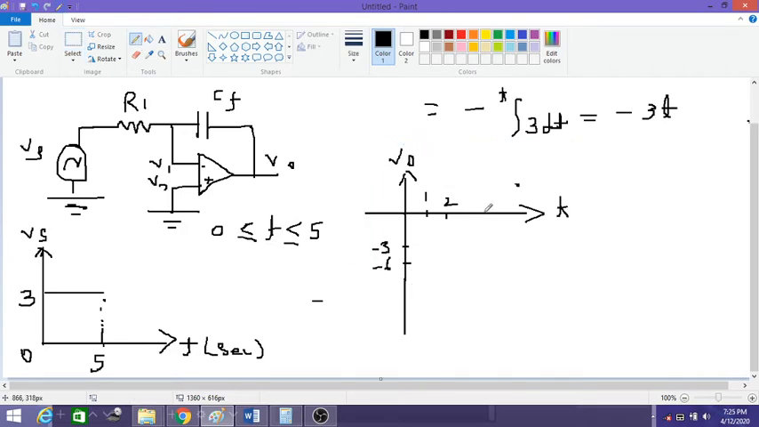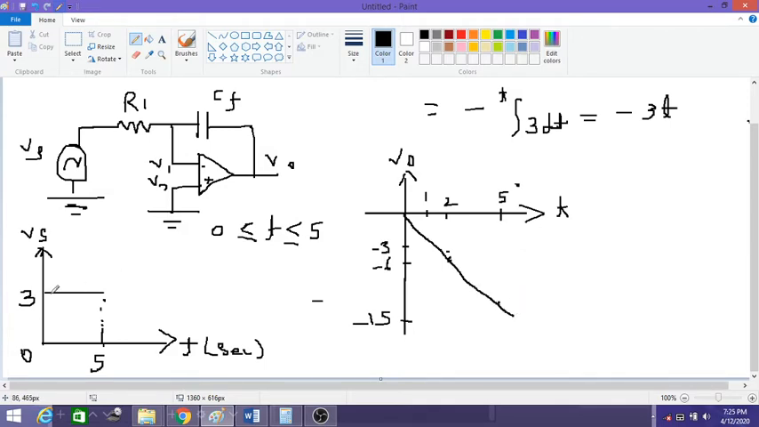Then likewise, if the time t is equal to 5 seconds, what happens here? So here we have the points like this. For t equal to 2 seconds, we have a magnitude of minus 6 volts. Then for 5 seconds, we will get a magnitude of minus 15 volts, somewhere like this. Then we will get a line like this. It means we will get a ramp signal, a negative ramp signal.